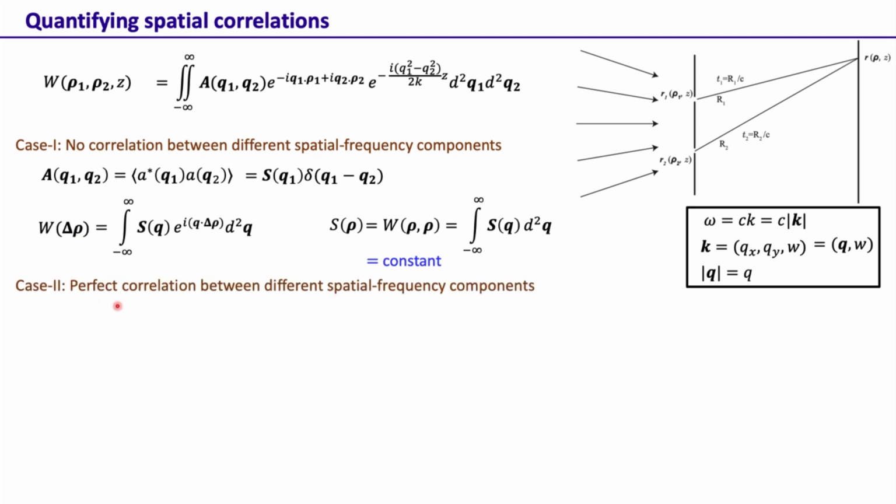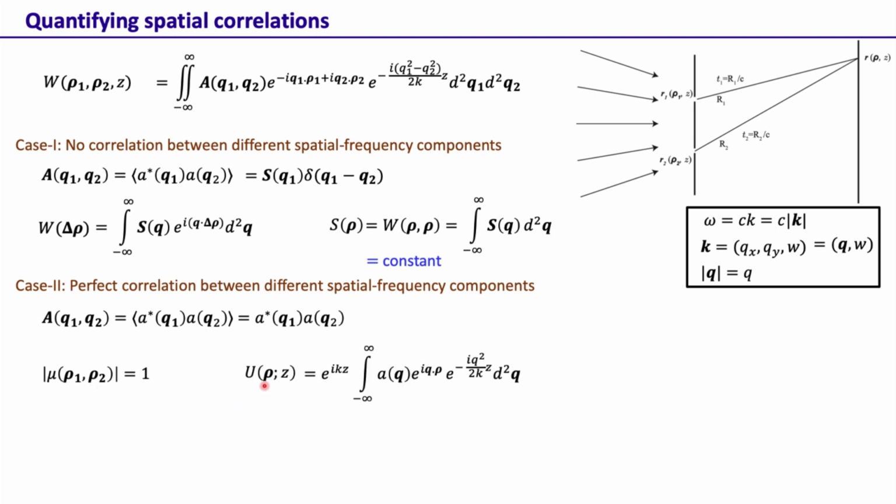The second case is when there is perfect correlation between different spatial frequency components. In this case the angular correlation function, which is again defined as this ensemble average quantity, we can just write as A star q1 A q2. So the ensemble average doesn't make any difference. This ensemble average is the same as the quantity itself, because there is no randomness in the system. There is a perfect correlation between different spatial frequency components. So if there is no randomness, averages will yield the same value as the quantity itself. In this case, the degree of coherence will always be 1, because since the frequencies are perfectly correlated, the fields will be correlated in spatial coordinates as well.